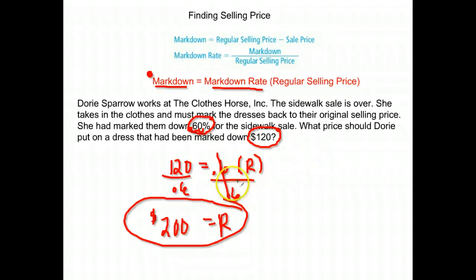Okay, so the regular price for that dress was $200, and when she puts the price back, that's what she should place it at.